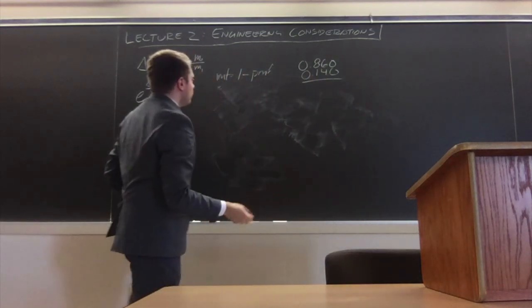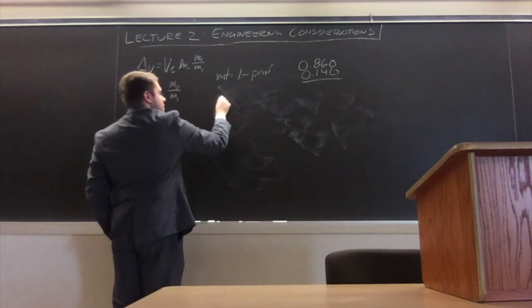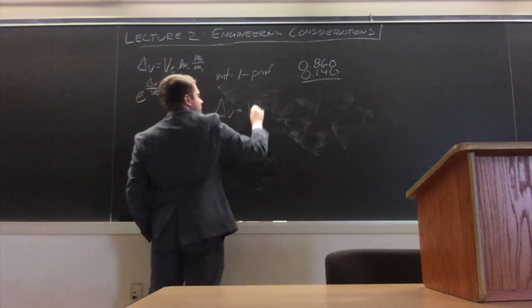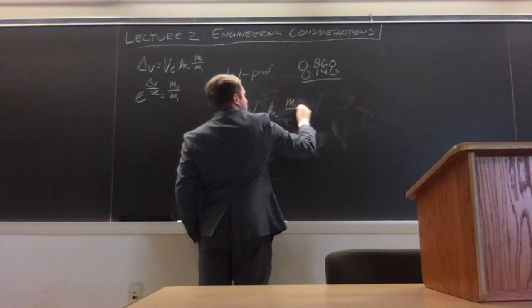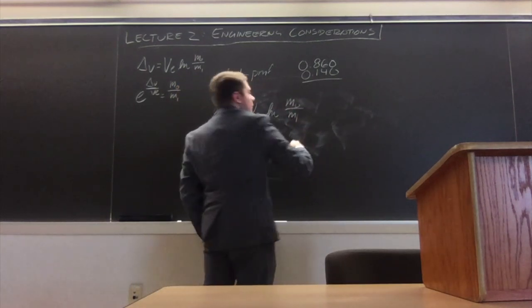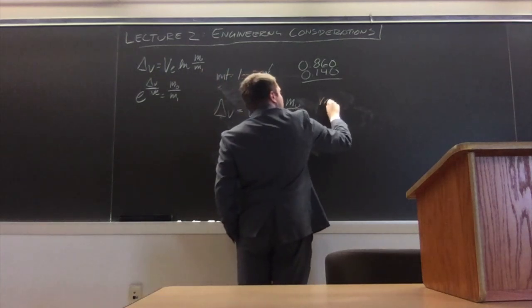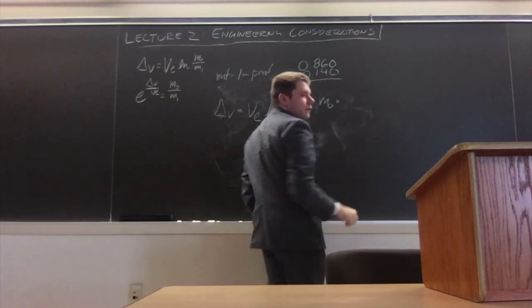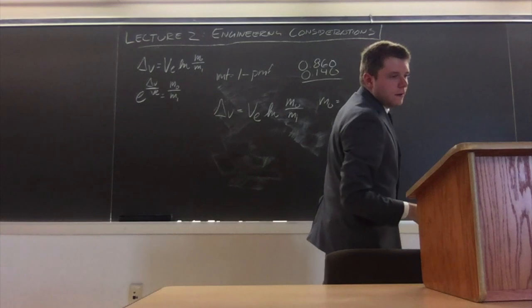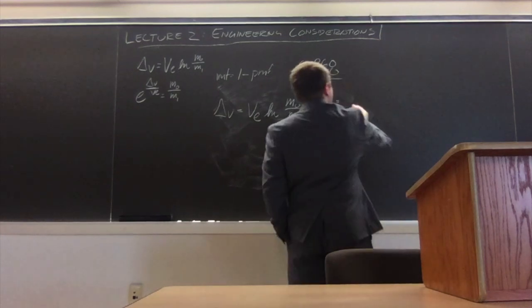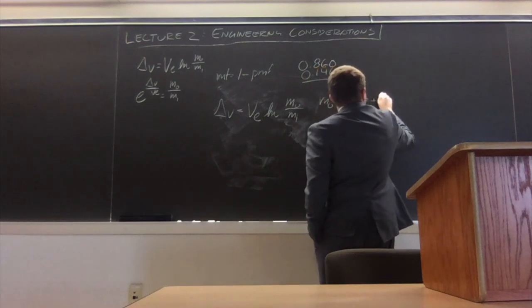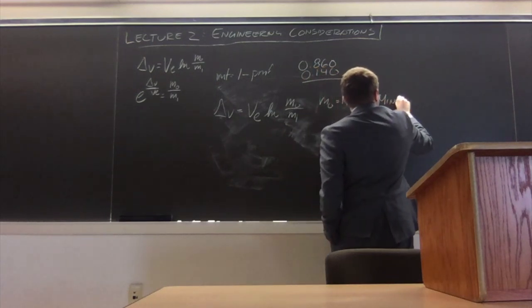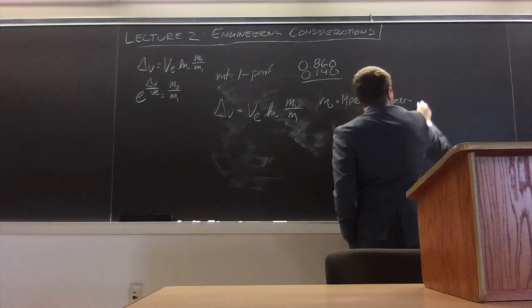And now, we go back to the rocket equation. The rocket equation is delta V equal to VE natural log of m sub 0 over m sub 1. And m sub 0, the starting total mass, is, as I have written here, the mass of the propellant plus the mass of the inert plus the mass of the payload.